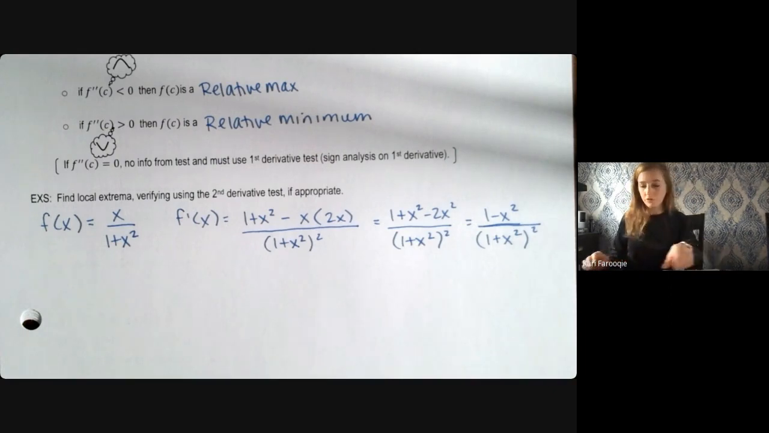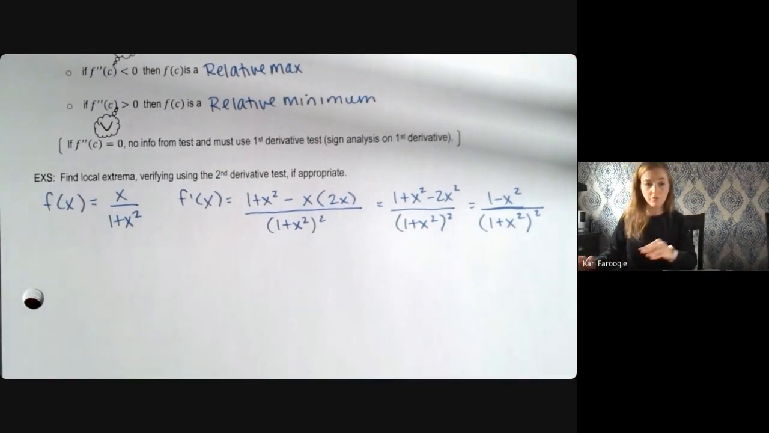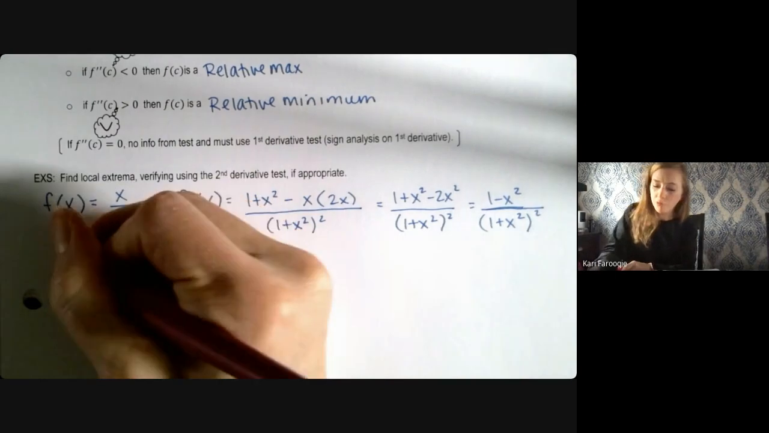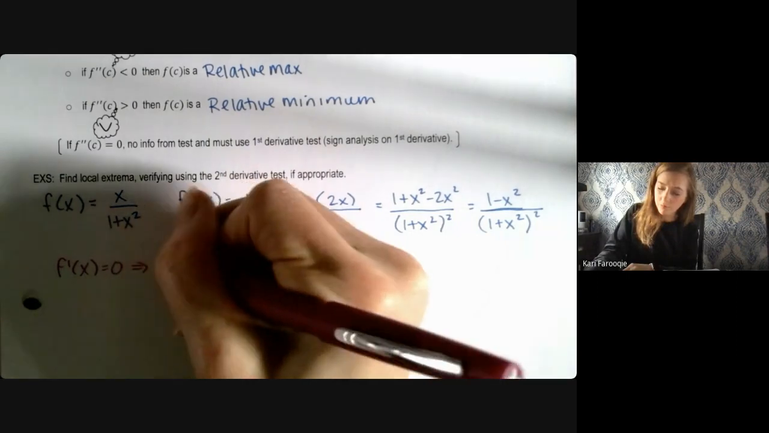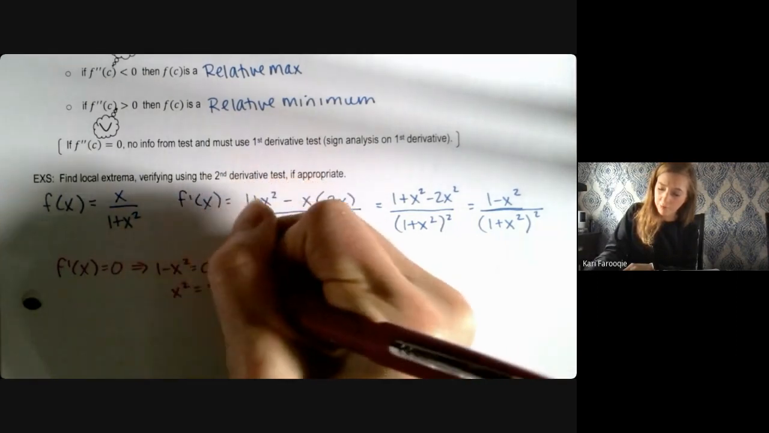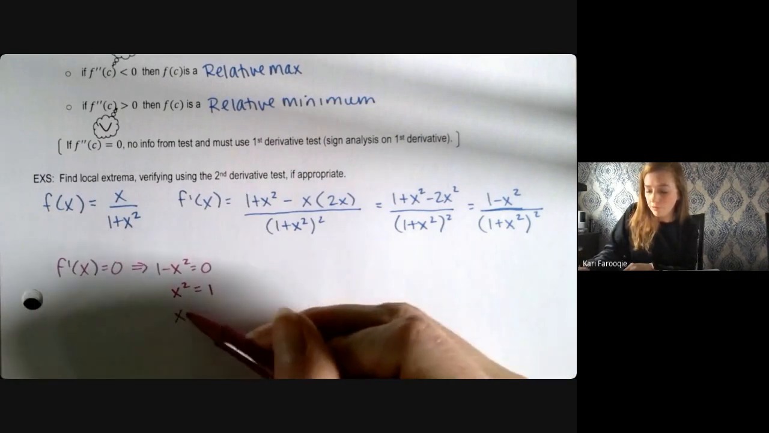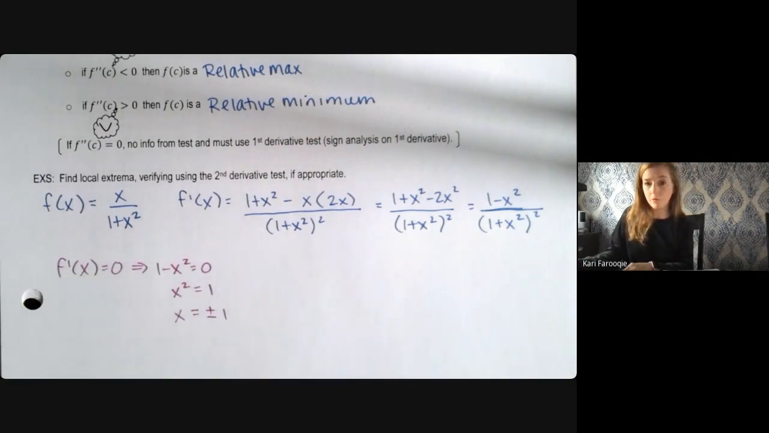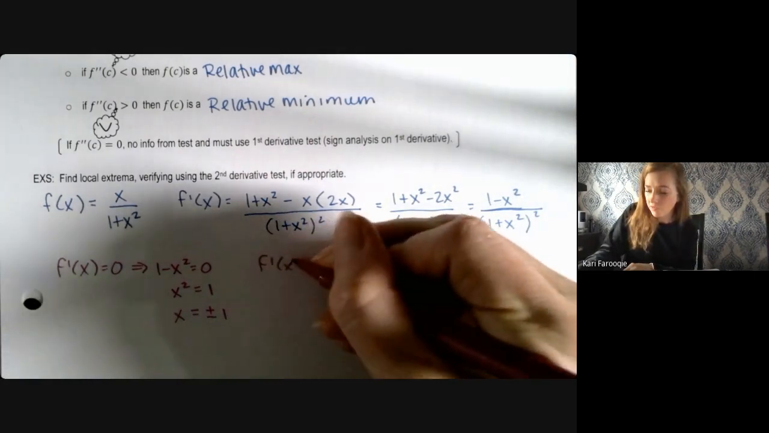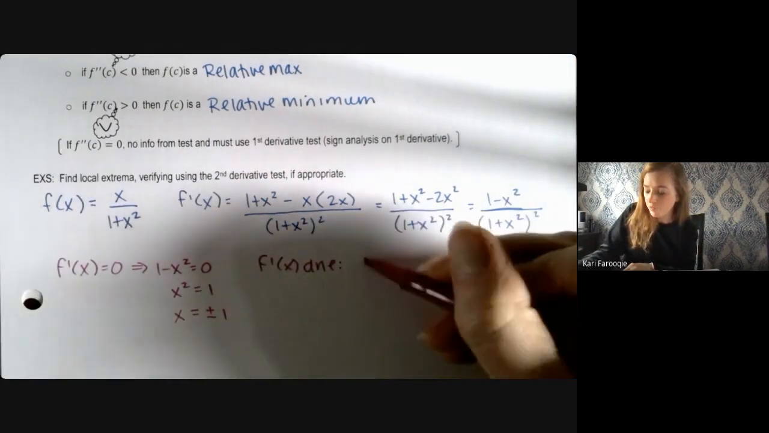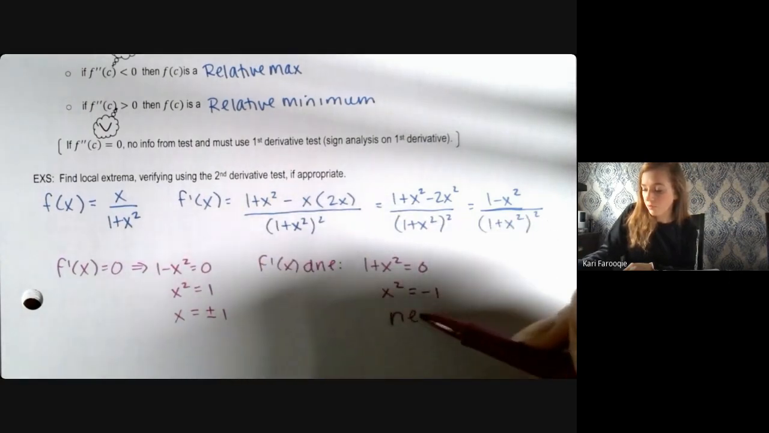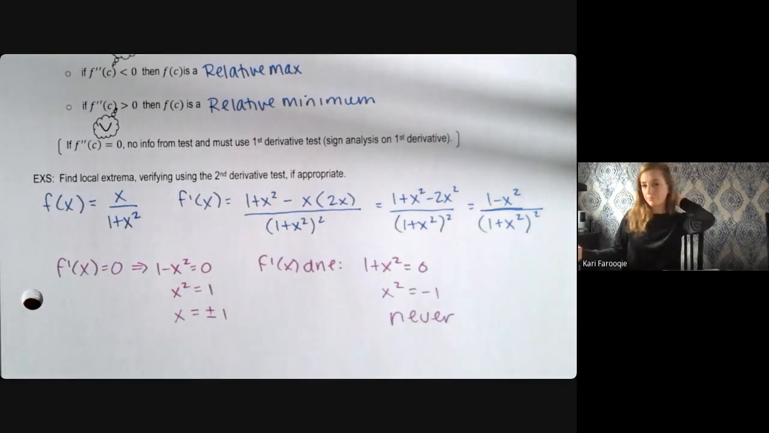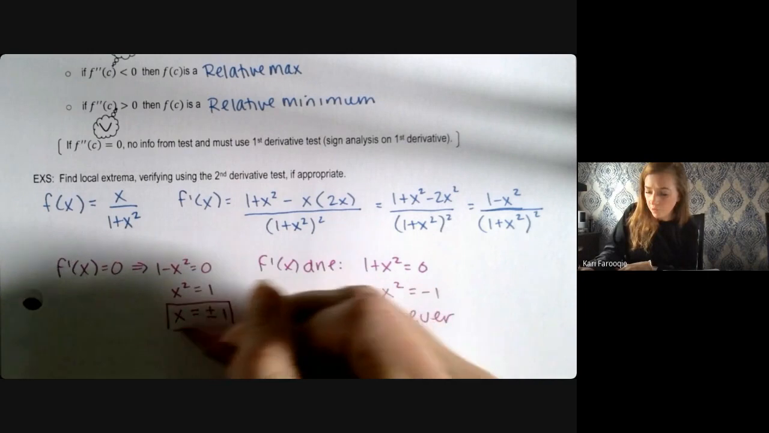In order to use the first derivative test, we're going to look for values where either the first derivative is equal to 0 or does not exist. f prime of x equals 0 when 1 minus x squared equals 0, and that happens when x squared equals 1. Remember, that means that x can be plus or minus 1. Now, f prime of x does not exist when 1 plus x squared equals 0, and that means x squared equals -1, which can never happen. So you have these two critical numbers at plus or minus 1.